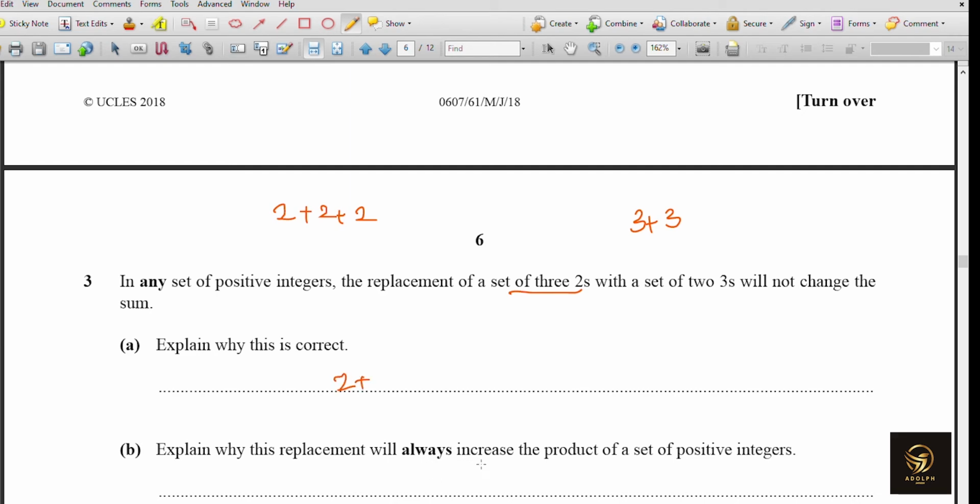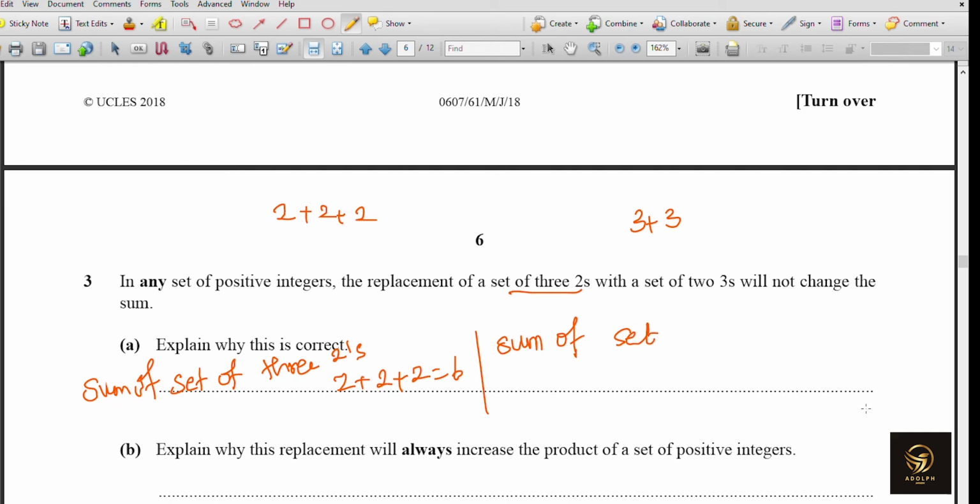Because if you add the set of 3 2's, we can write the sum of set of 3 2's equal to 2 plus 2 plus 2 equals 6, and the sum of set of 2 3's is going to be 3 plus 3, 6. So both are giving the same sum. So to get the same sum, we can use this. You can say that therefore the sum is same.